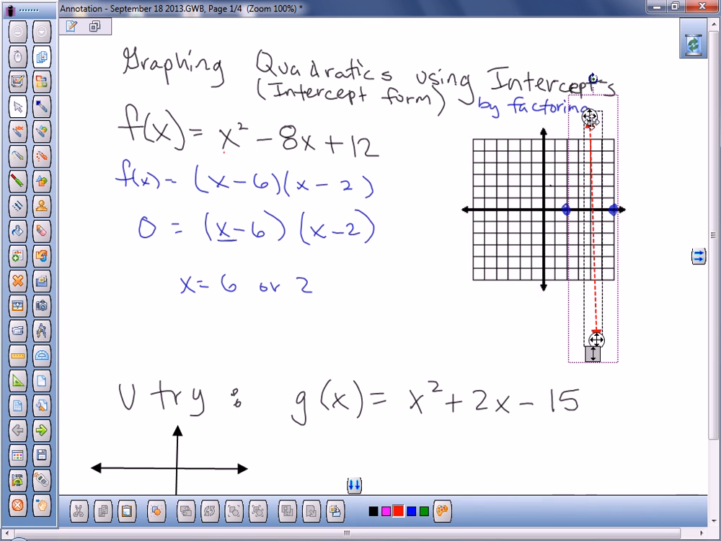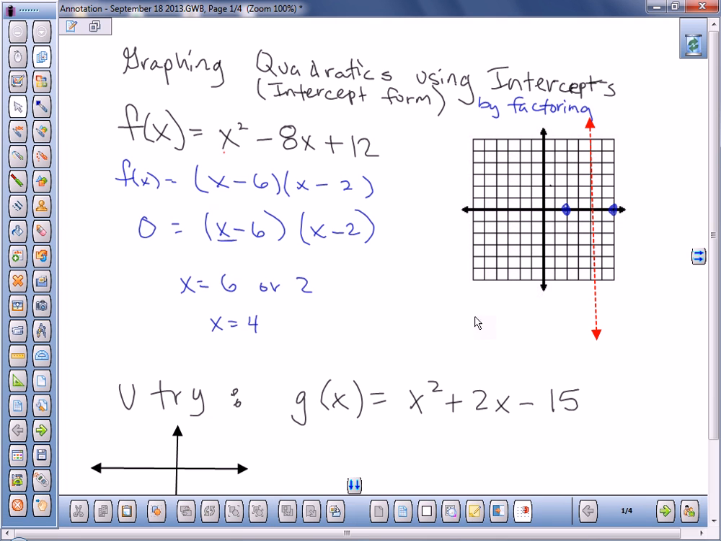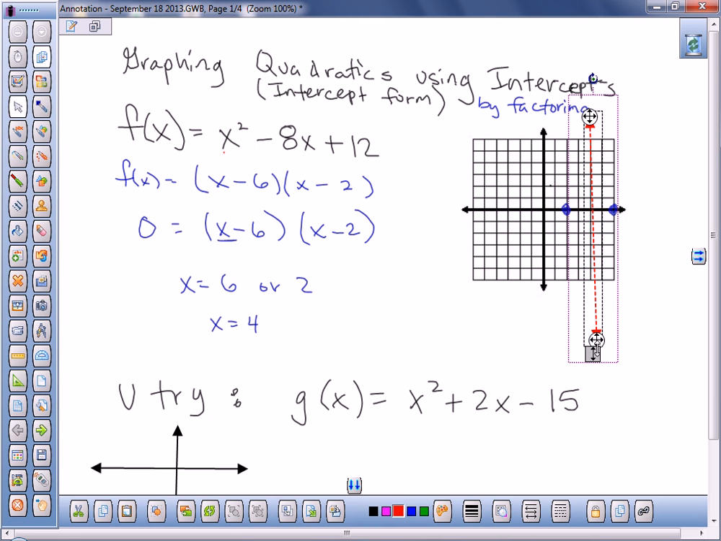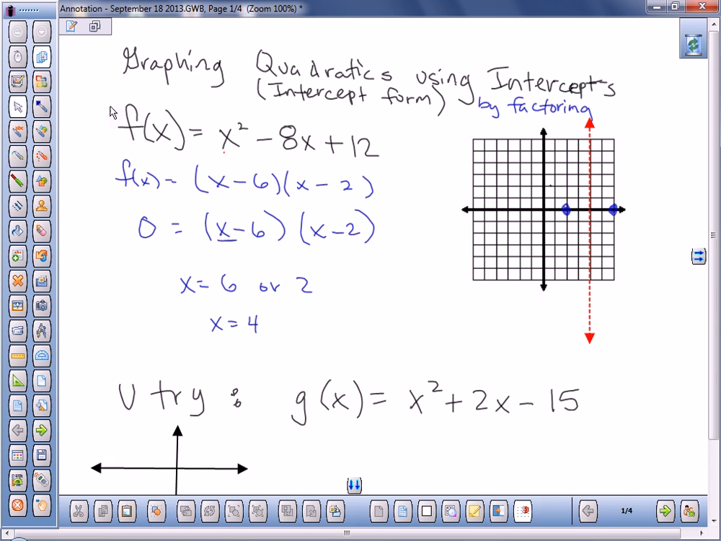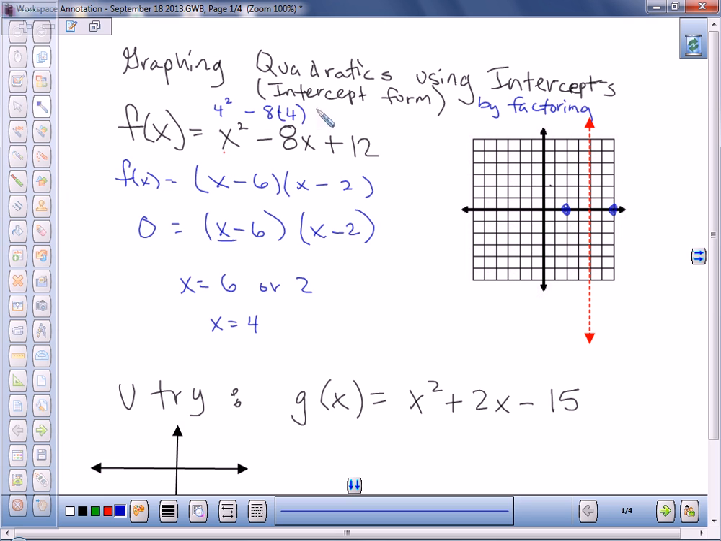So what is the x value at the vertex? 4. So we could just add these 2 up and divide by 2? Is that how we get halfway in between? Yeah, add those 2 and divide by 2. So we know the x value at the vertex is 4. How can we find the y value? Plug 4 in. If we plug 4 in here, we get 4 squared minus 8 times 4 plus 12. So we get 16 minus 32 is negative 16, plus 12 is negative 4. So my vertex is 4, negative 4.